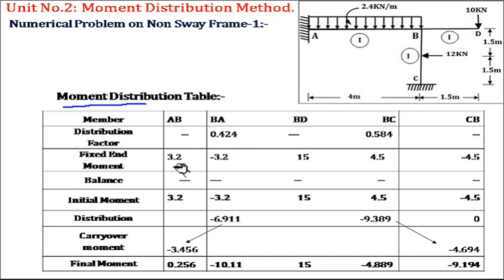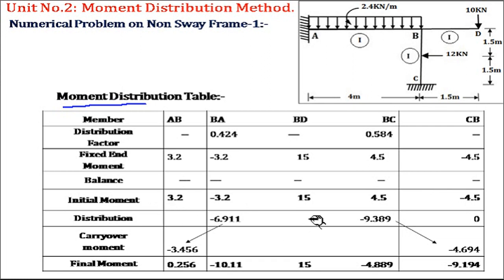Now the fixed end moment in member AB is 3.2, whereas for BA it is minus 3.2. The fixed end moment in member BD is 15. The fixed end moment in member BC is 4.5, whereas in member CB it is minus 4.5. So here there is no balance, so the initial moment will be the same as that of the fixed end moment.